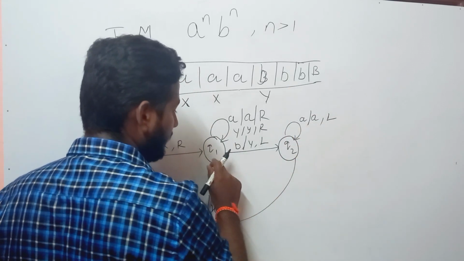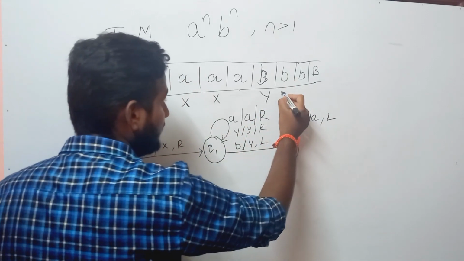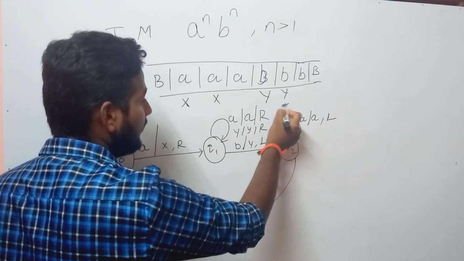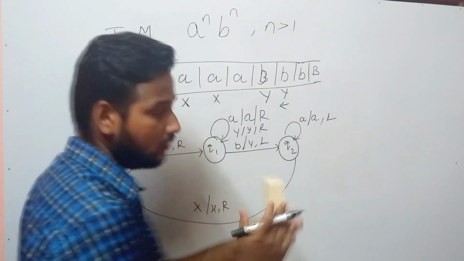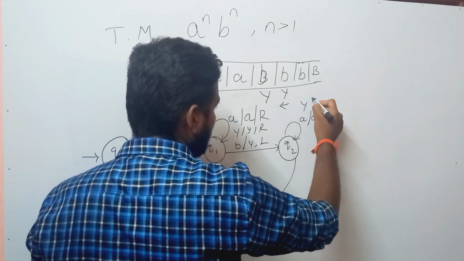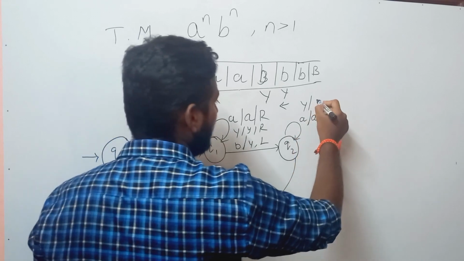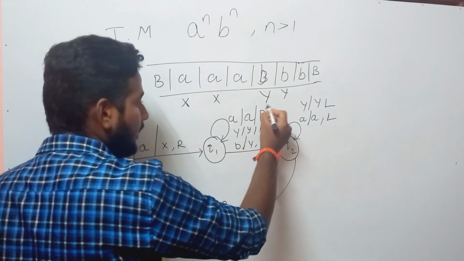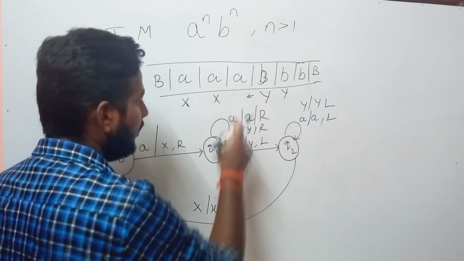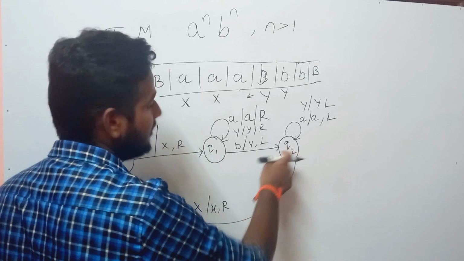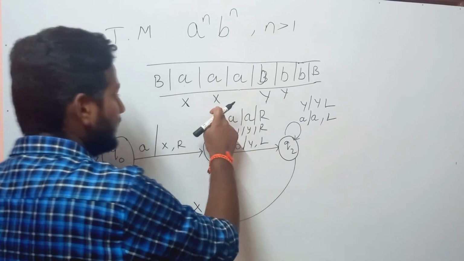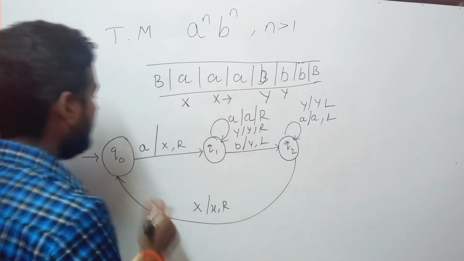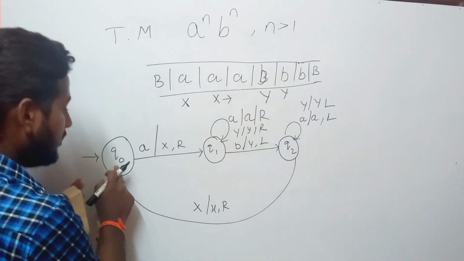Whenever Q1 reaches B, we make this B as Y and change its direction towards the left. If we move back to the left, we ignore Y, with a self loop: Y as Y and direction left. For this, the pointer moves past Y and ignores Y, then moves to A and ignores A, the state remains the same. Whenever we reach X, this X remains X and the direction changes to right. By this, it will be in the Q0 state.